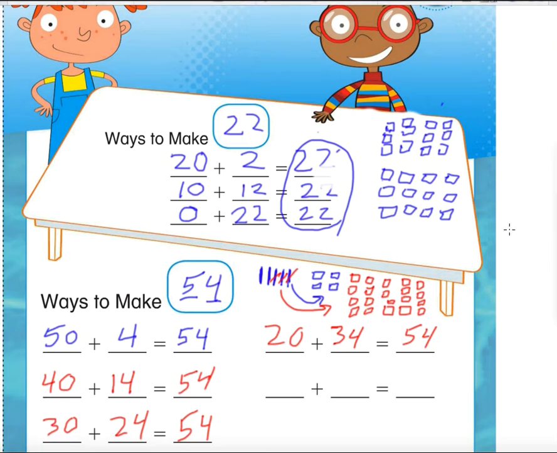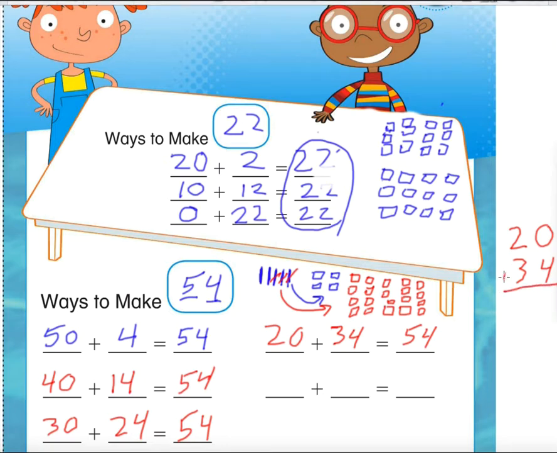So we have 20, and here's our tens column, right? This will always be tens, and this will always be ones. And then we can write our second number. The 3 has to go in the tens column, and the 4 has to go in the ones column. And now we can add these together.